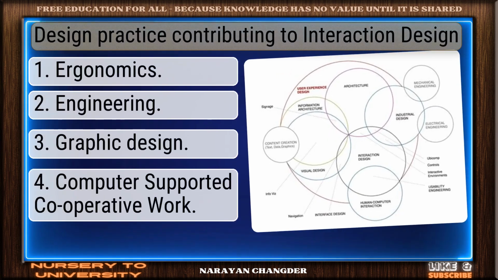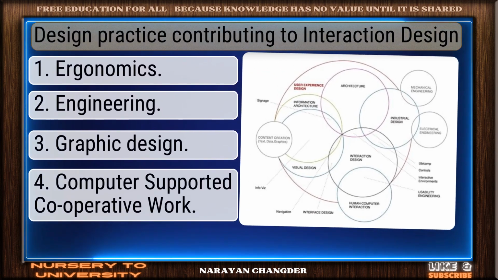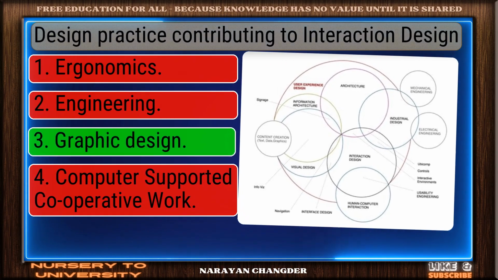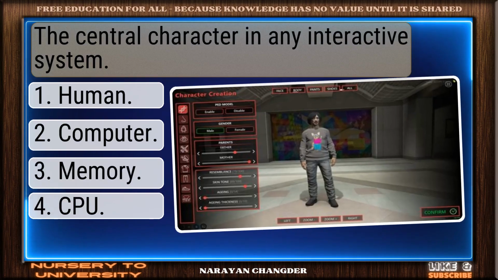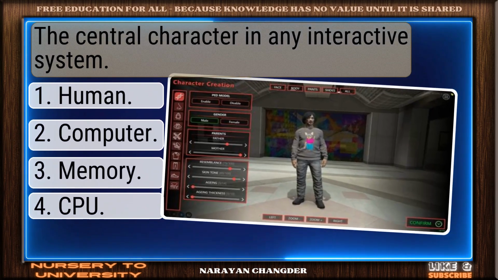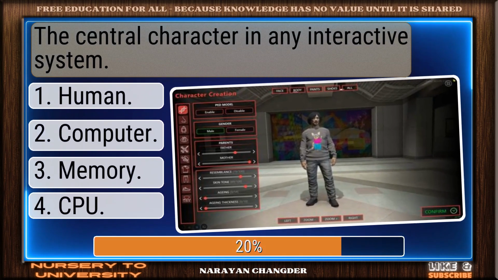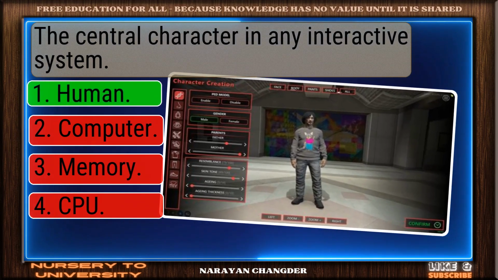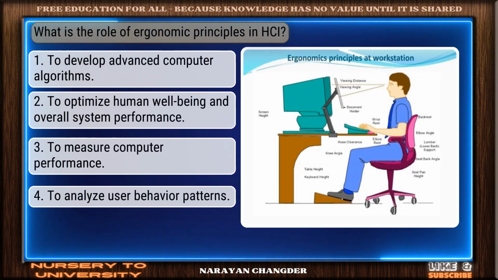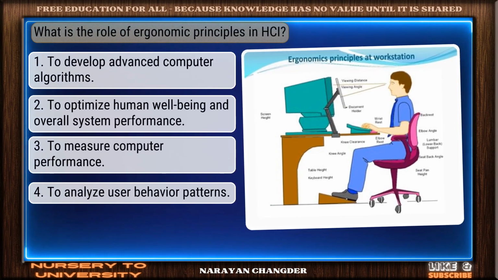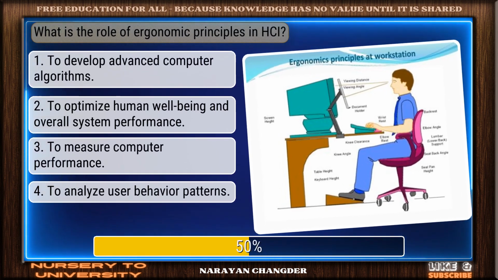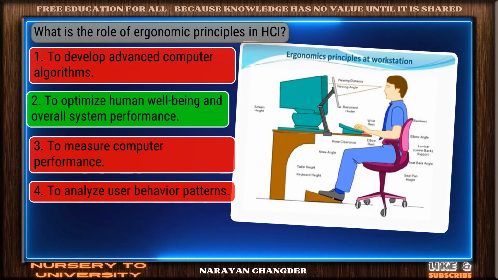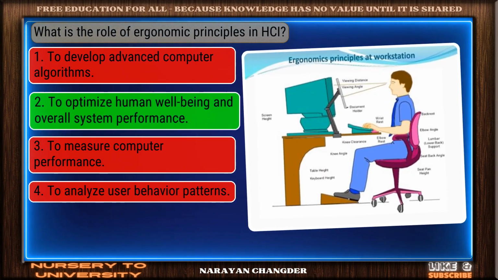Question number 52. Design practice contributing to interaction design. Smart pick. Graphic design is the correct choice. Question number 53. The central character in any interactive system. Nicely done. Human is a solid answer. Question number 54. What is the role of ergonomic principles in ASCII? Well done. To optimize human well-being and overall system performance is the right choice.